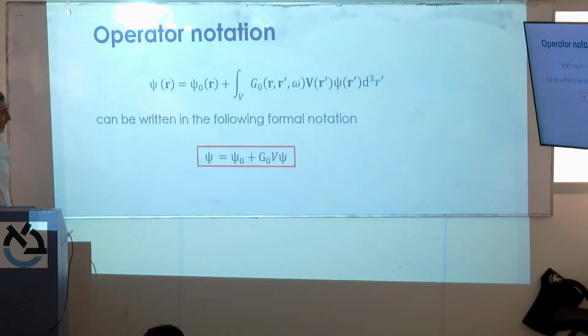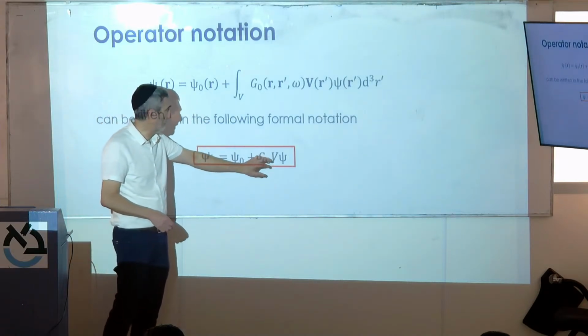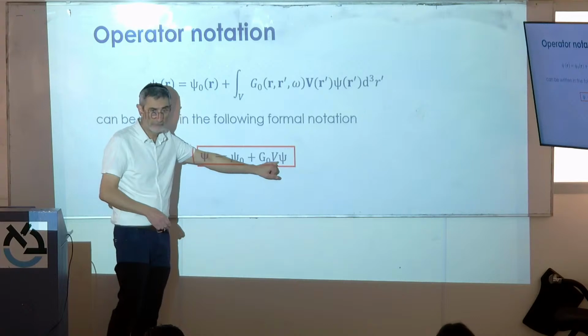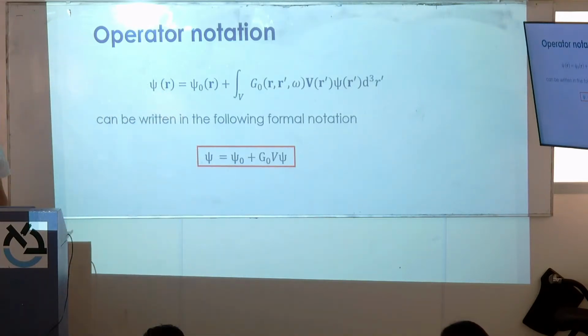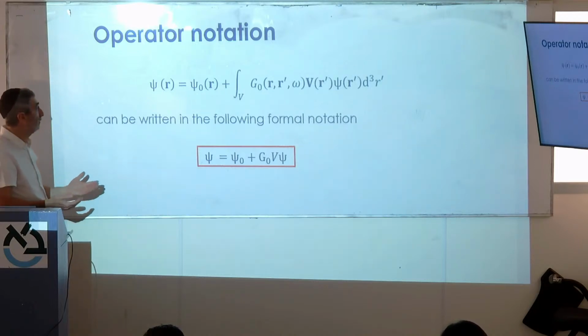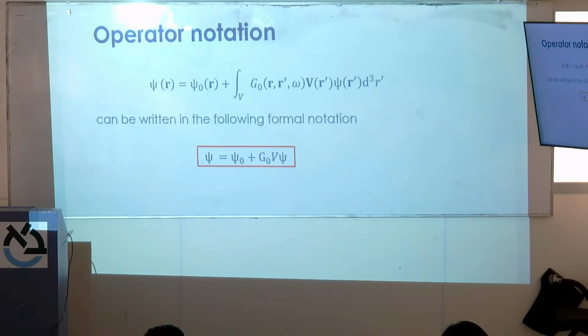So I write it like that: psi is equal to psi 0, the incident wave, plus G0 times V times psi. Maybe you are familiar with this type of notation. No, not really. It's a simpler way to write the equation with the integral formula. It's completely formal, but it will be very useful to manipulate the elements of this equation. That's what I want to show you.